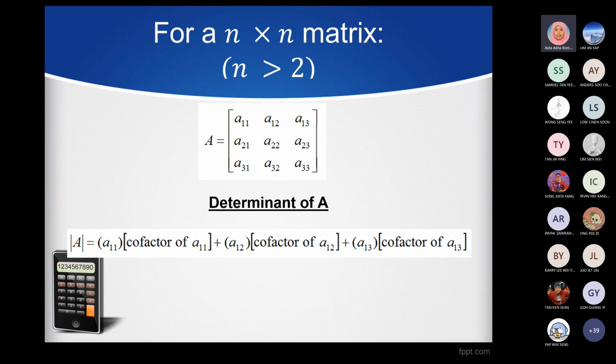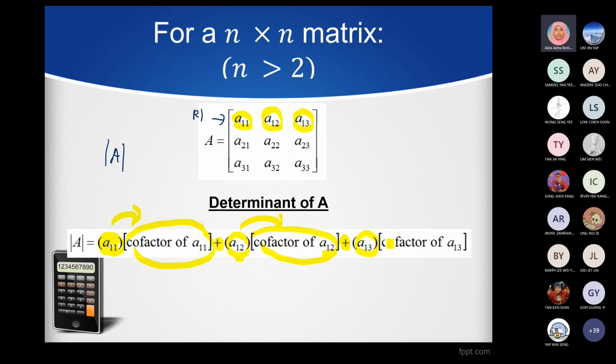All right, so we look at how to find the determinant. We want to find determinant A, so we use row number 1. This is row number 1, the first column, A11, and then we multiply with the cofactor of A11, and then we do the addition. This is for column number 2, A12, and the cofactor of A12, and then plus A13 and the cofactor of A13.